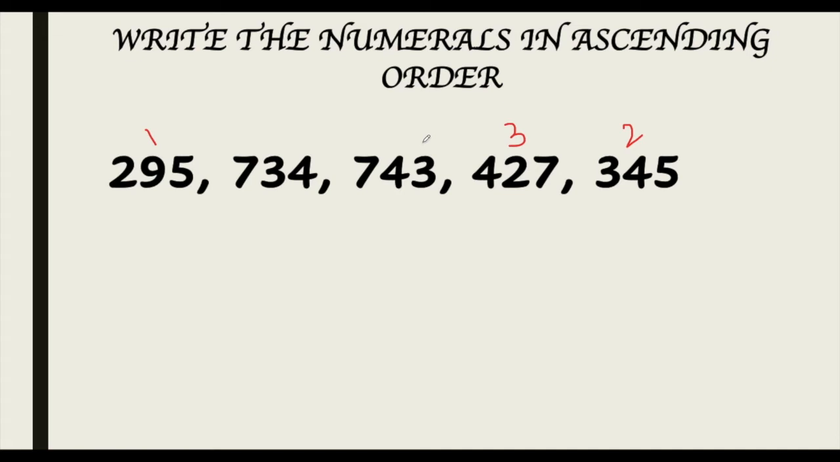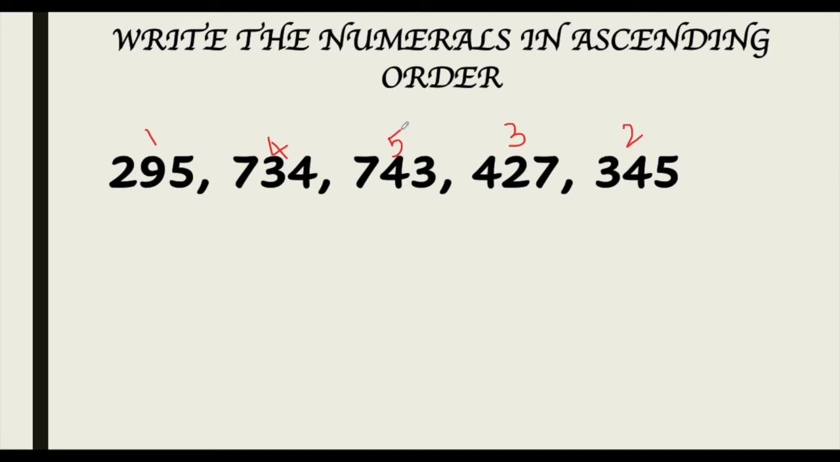Then after 427 we have two numbers which have 7 in the hundreds place. Then we have to see the numbers in the tens place. Here we have 3 and here we have 4. We have to take the number which is smaller. So 734 is the next smallest number and 743 is the greatest number. So ascending order means writing numbers from the smallest number to the biggest number.